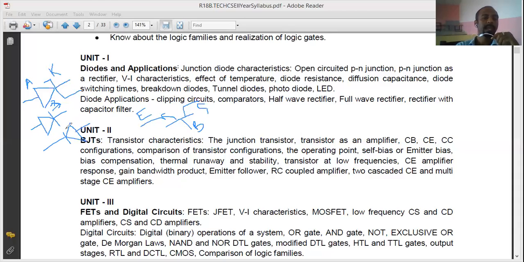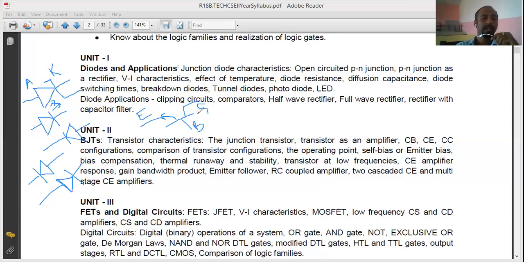So I can get a PNP transistor, or I can join the other way around. So this is one diode, and this is another diode. When I join, I get NPN. So I get an NPN transistor. All right. So whatever I've drawn here is an NPN transistor. So the current is flowing outside. All right. As you see, the current is flowing outside the region.